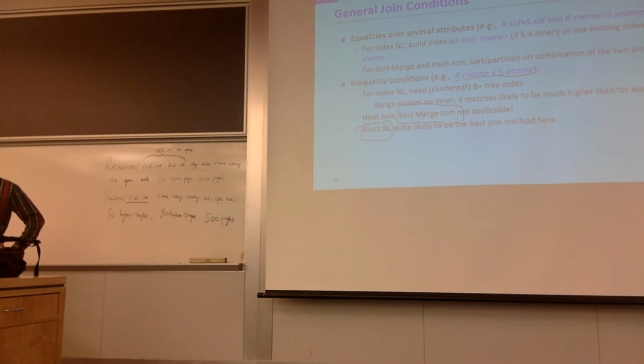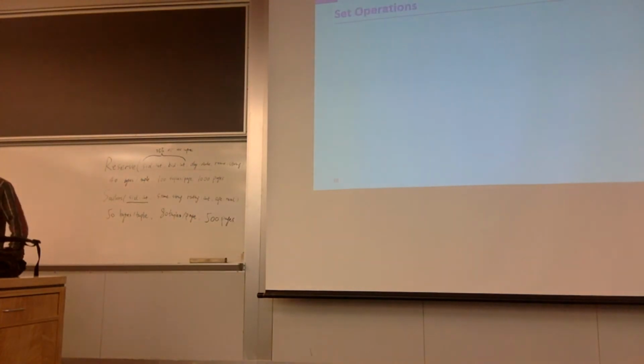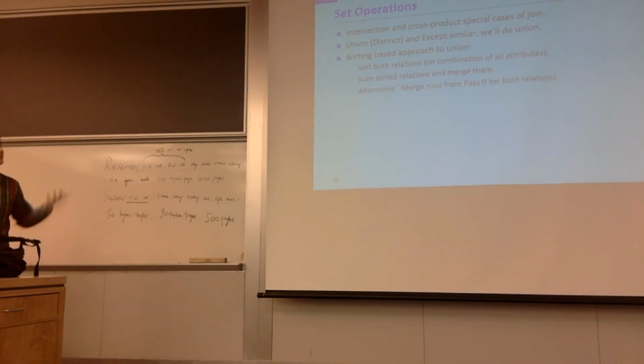So for an even more general join predicate, your only choice is just nested loop, unless you come up with something fancy. Okay, so the last bit of this is set operations. We haven't touched set operations since relational algebra.